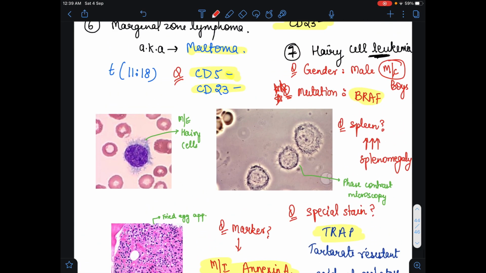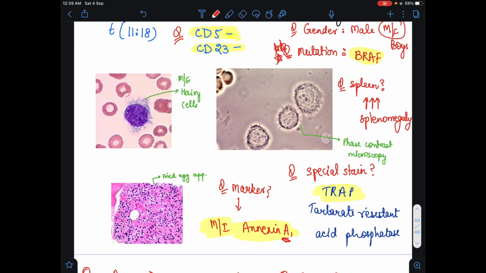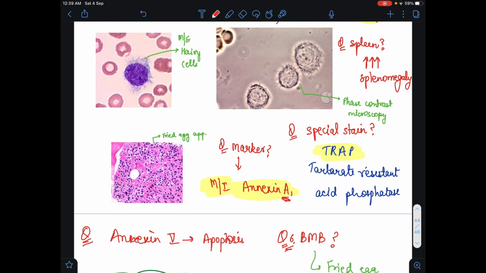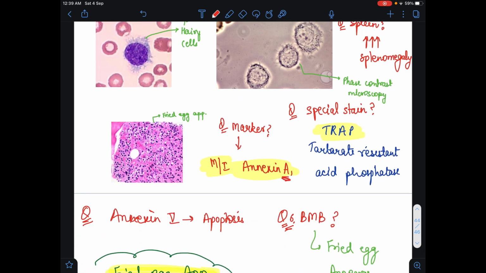Now, these were all findings of hairy cell leukemia. It is a very important topic that hairy cell leukemia mostly involves males, as males are much worried about their hair. So the most common gender involved is male in hairy cell leukemia. The mutation is BRAF V600E. In the spleen there is splenomegaly, and on the microscopic image we find the hairy cells, and phase contrast microscopy is also done.